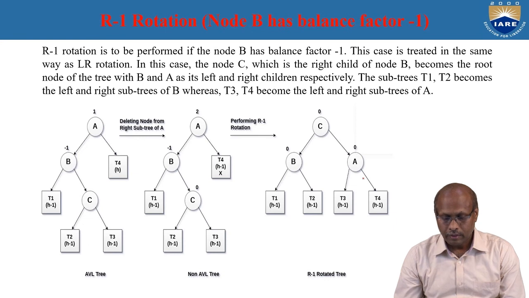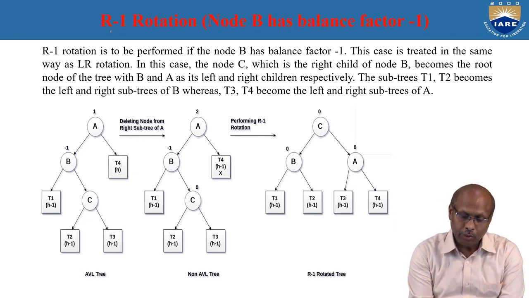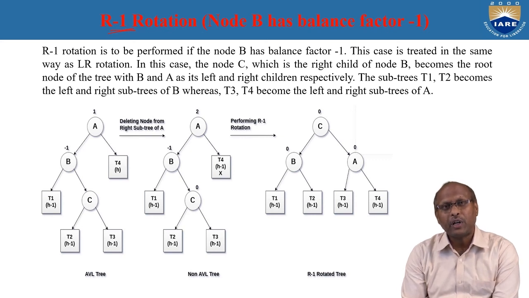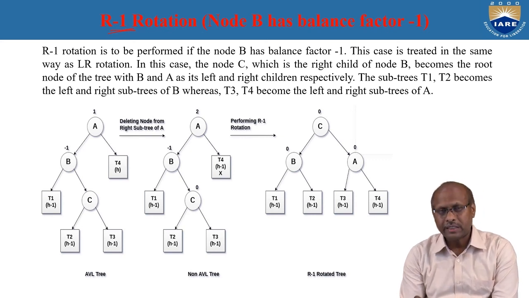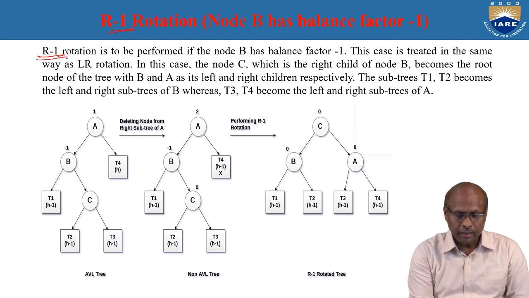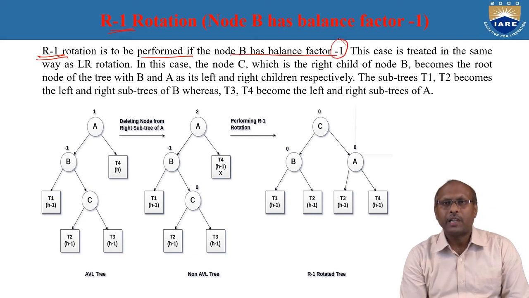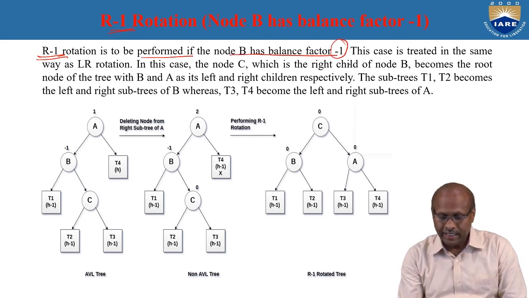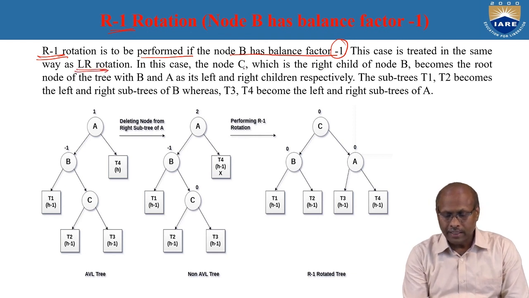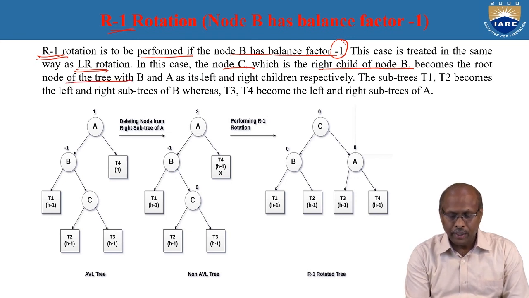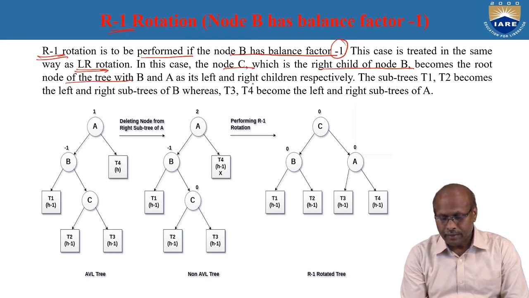Similarly, there is something called R with -1 rotation. What is the -1? It is the balance factor of B. In the previous session you have seen R0, R1, and now R-1. R-1 rotation is performed if node B has balance factor -1. This case is treated in the same way as LR rotation. In this case, the node C, which is the right child of node B, becomes the root node of the tree, and B and A are its left and right children respectively.